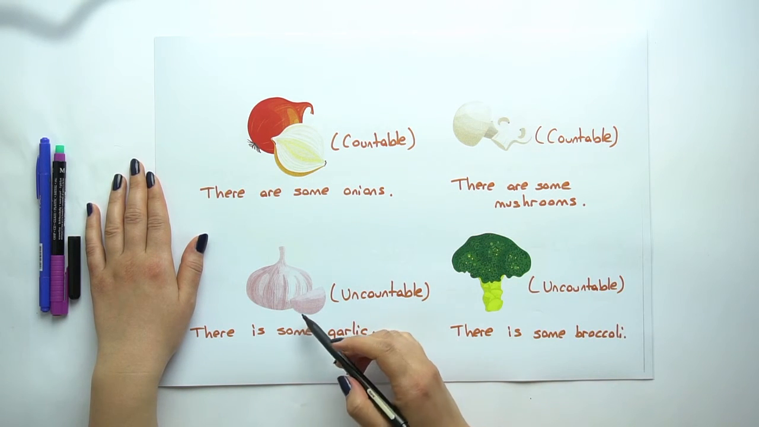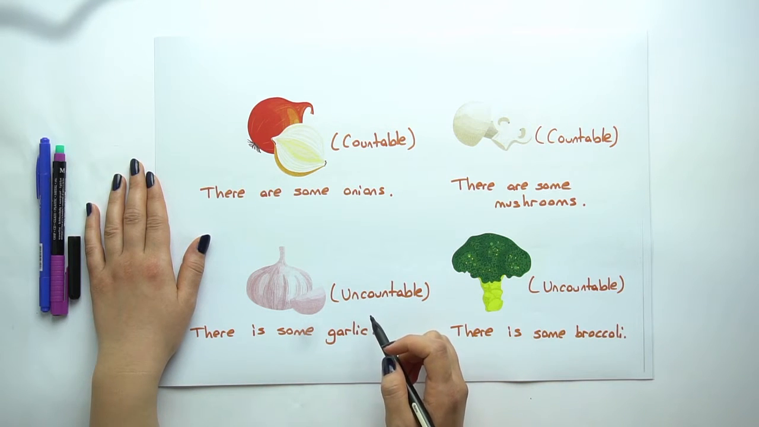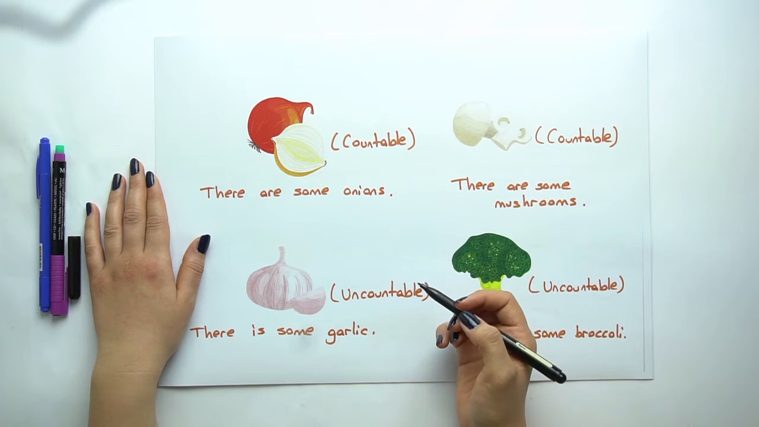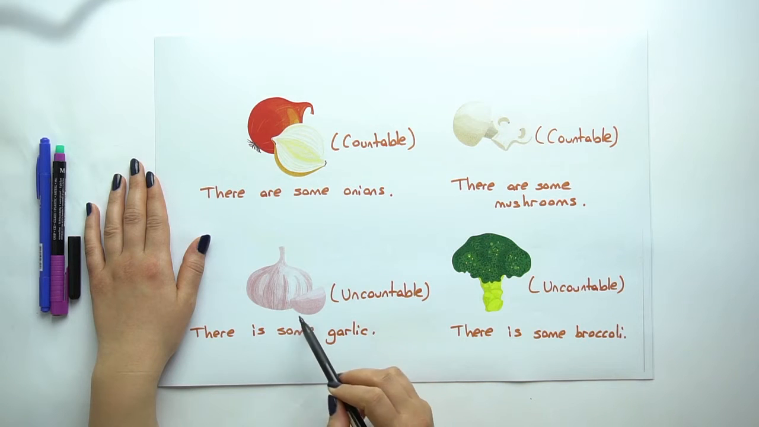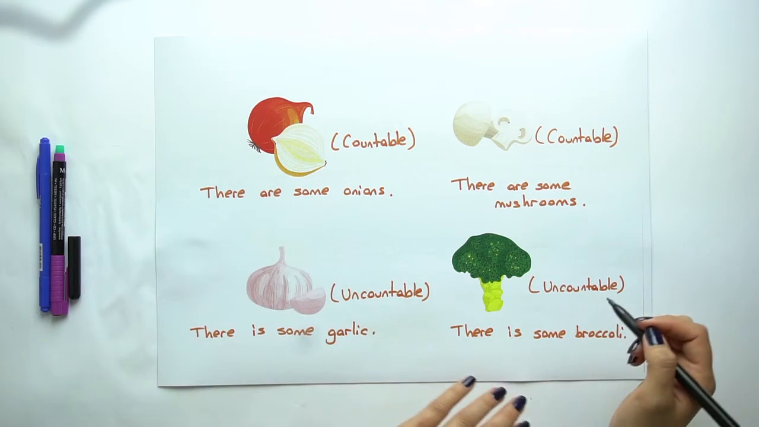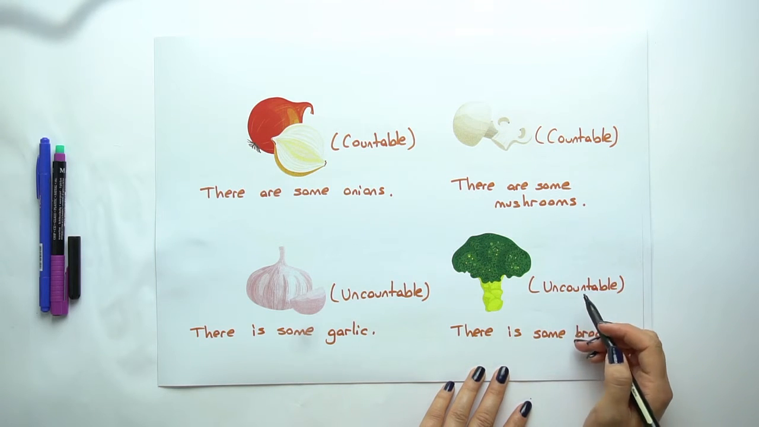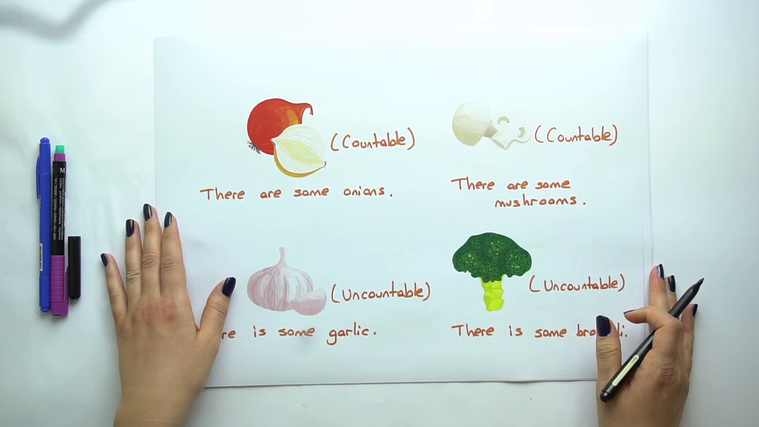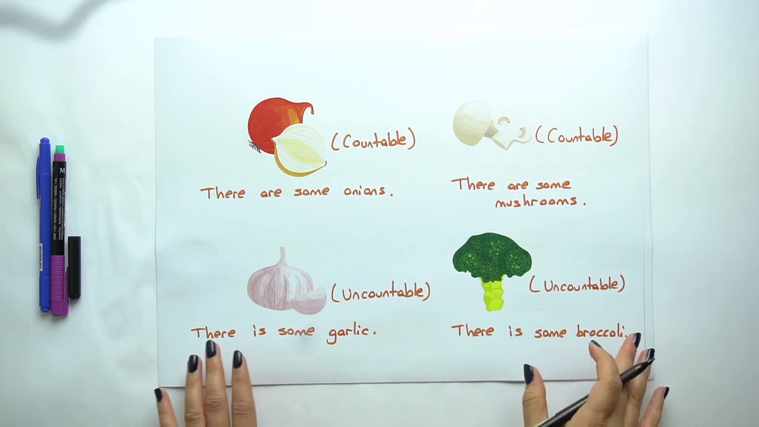Now we have garlic. Garlic is uncountable, so we can't use the plural form of garlic, okay? So we can say there is some garlic for this one. And we have broccoli, and it is uncountable. So since it's uncountable, we can say like this: there is some broccoli, okay?